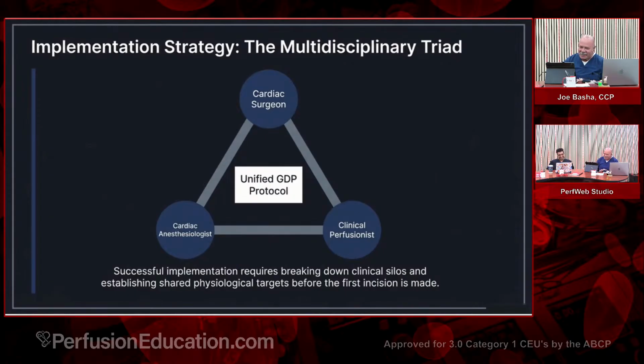Okay, implementation, the multidisciplinary triad. So this is where we do have to work together, and I think this is correct. Yeah. These are the people, look, these are the players in the room that are basically having the highest level of impact on the patient sitting in the middle. There's no question about it.